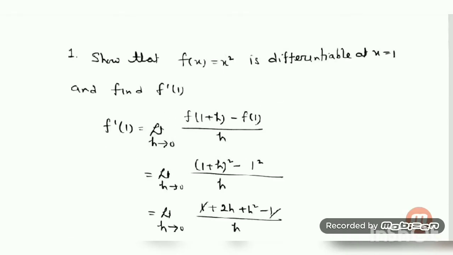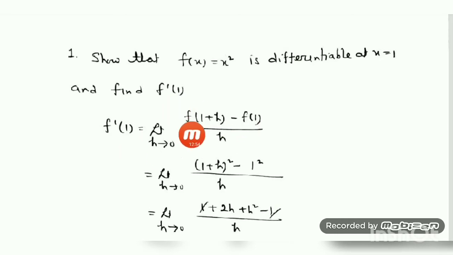Okay, let us do a problem now. Show that f(x) equal to x squared is differentiable at the point x equal to 1. It's not a question from your textbook, it's just an extra question I had given here. So let us find out f dash 1. What is f dash 1? By definition it will be equal to limit h tends to 0, f of 1 plus h minus f of 1 by h. f dash 1 we have to get.